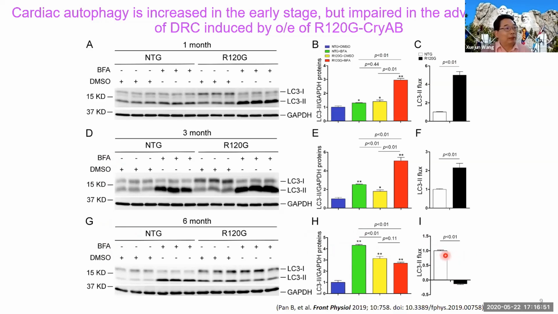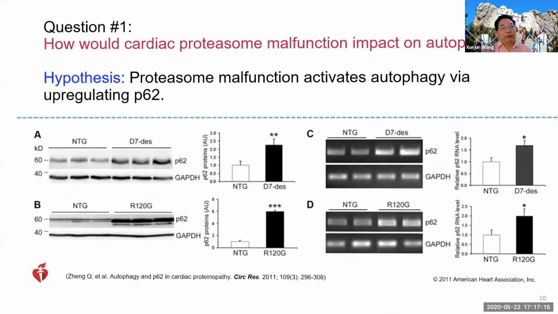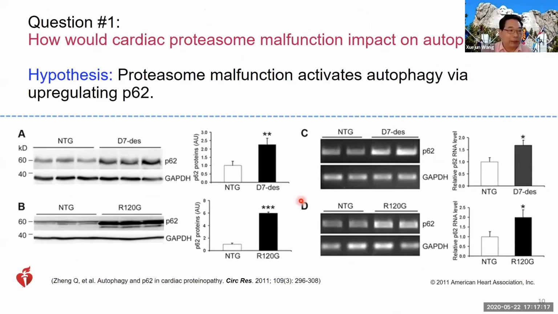I want to point out this is just a 1 hour inhibition. You can see in control mouse heart there's a huge accumulation, meaning there's a pretty rapid LC3-II flux in normal heart up to 6 months of age, but that was undetectable in the DRC mouse heart. So at an early stage, at least, there's a coexistence of UPS malfunction or impairment and activation of autophagy.